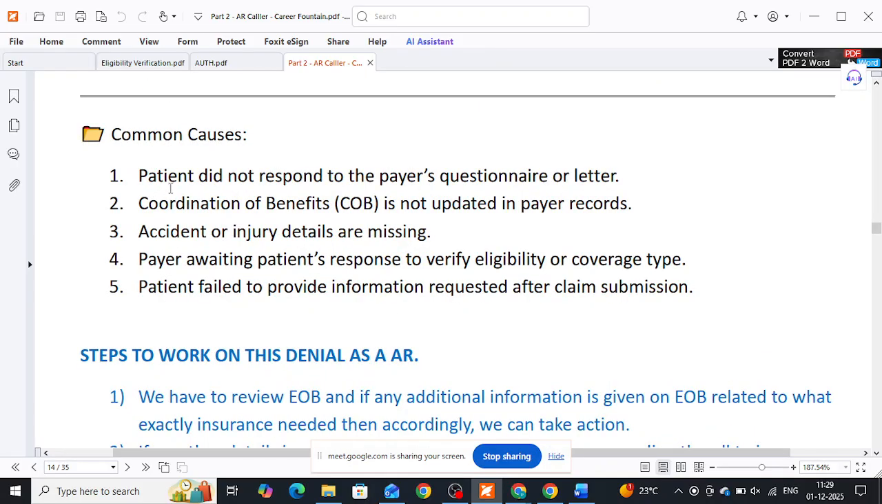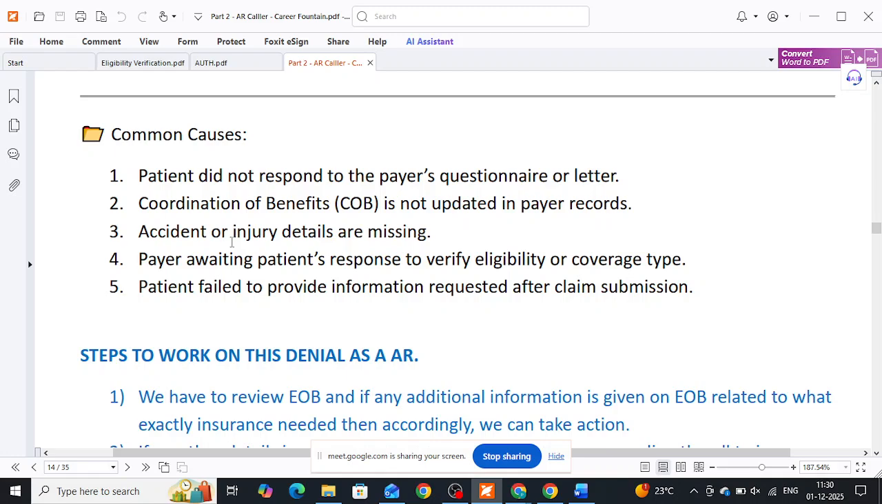The common causes are: the patient did not respond to the payer questionnaire or the letter, or coordination of benefits is not updated in the payer record. Normally, every insurance company, if the plan is for a long time, like 5 years or 10 years, the patient has taken that insurance plan. In India, we are not that aware and we take only 1 year or 2 year plans. But in the US, they take 5 year or 10 year duration insurance because they can get more benefits and a low premium if they take a long term plan.